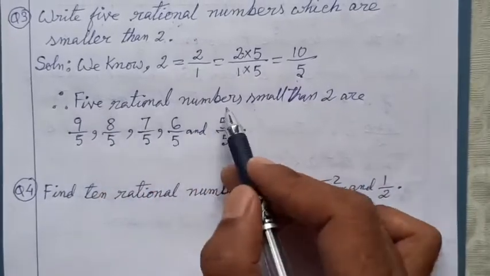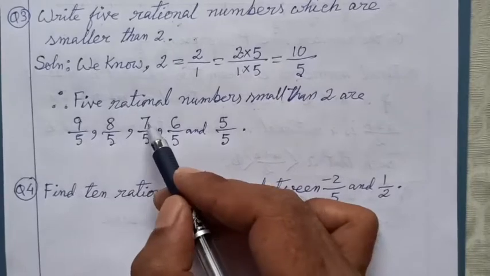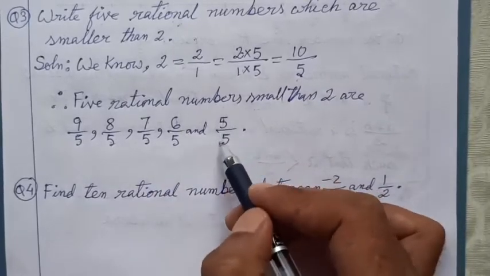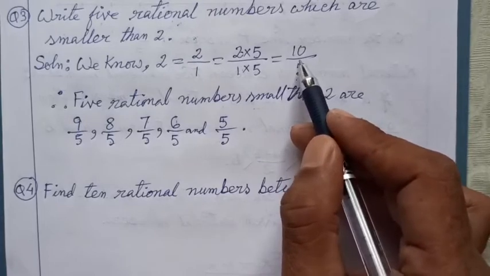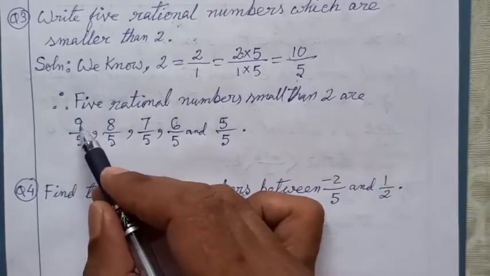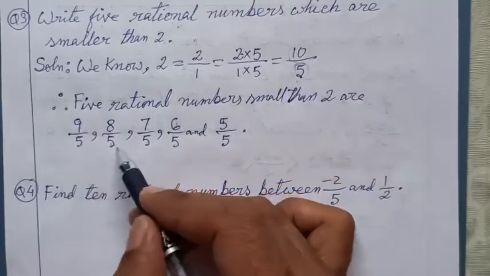Therefore, 5 rational numbers smaller than 2 are 9 by 5, 8 by 5, 7 by 5, 6 by 5, 5 by 5. I'm taking those numbers which are less than the number 10. That means 9, 8, 7, 6, 5. But in the denominator, we have to keep this number 5.